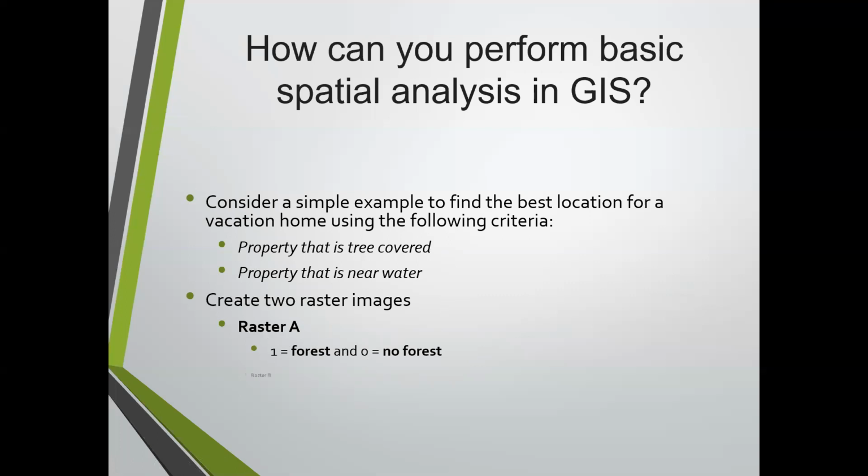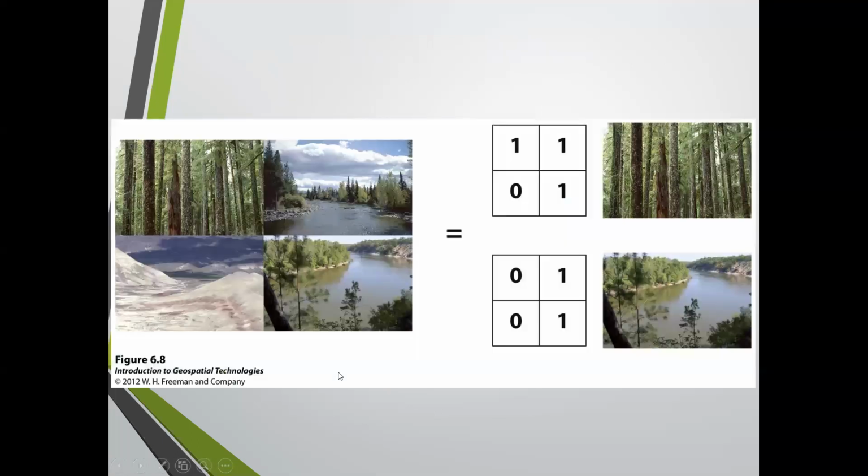The second raster that you have is raster B. If it's near water, it's a one, and if it's not near water, it's a zero. You're taking a map that shows you water courses and land, and anything that's near water or water, you might make that one. If it's not near water, it's a zero. And then you're going to overlay these two.